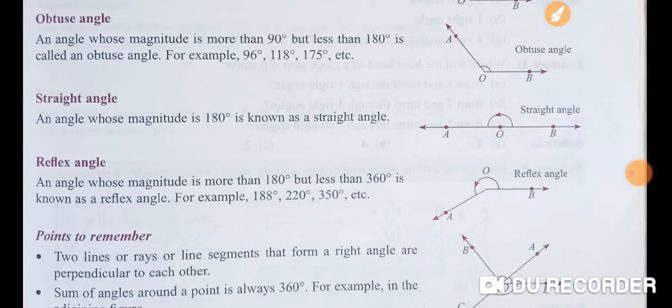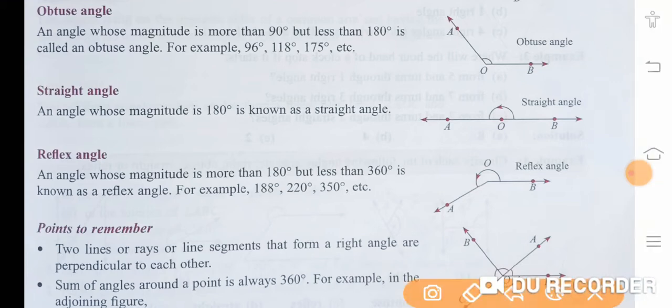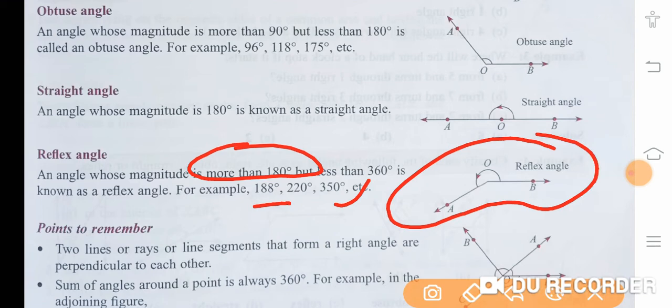Okay, my dear. Now next one is the reflex angle. It is the fifth one, reflex angle. For the reflex angle, you can tell that the angle which is more than 180 degree and less than 360 degree is known as the reflex angle. For example, 188 degree, 220 degree, 350 degree, etc. So this is the reflex angle.